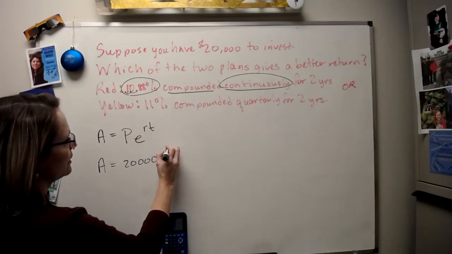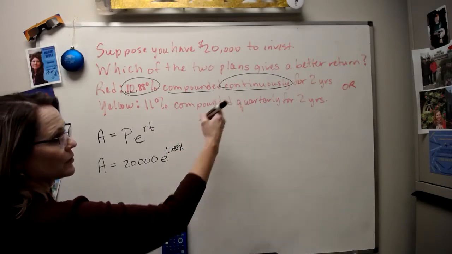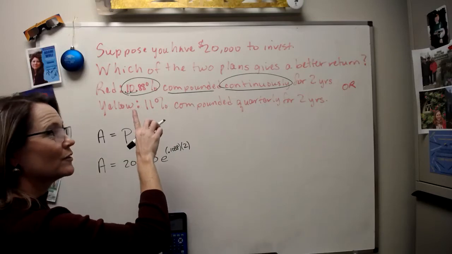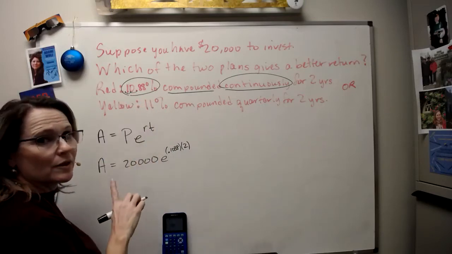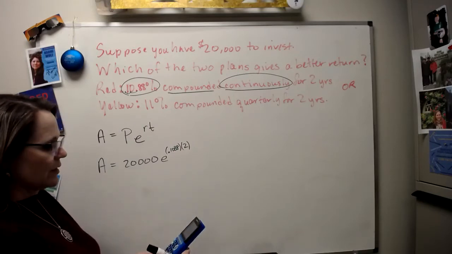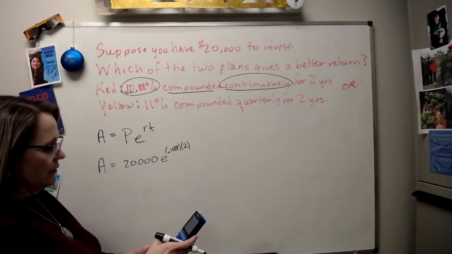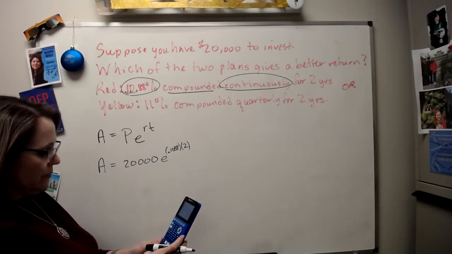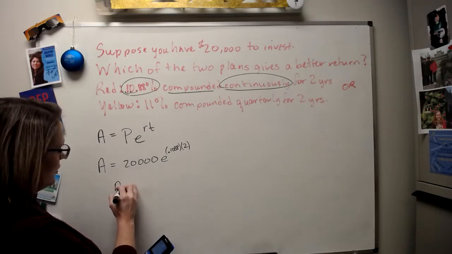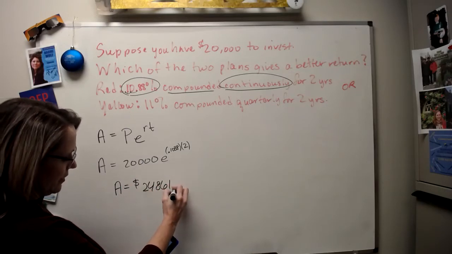So I'm going to put my rate as 0.1088 times the time, which was 2 years. We're presuming that this is, and it's not listed in the homework this way, but we're presuming that it's 10.88% per year. So we just literally want to go ahead and type this in. So I'm going to say 20,000 e to the 0.1088 times 2. And that gets me an accumulated amount of $24,861.